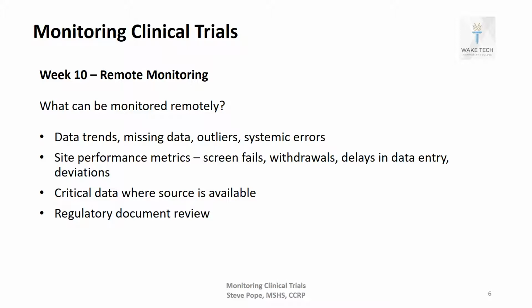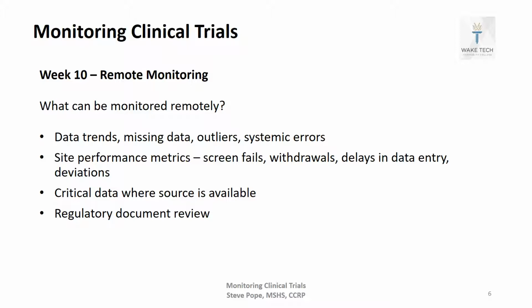We may have access to lab reports or vendor data that can help us identify certain critical data in our trial without having to send somebody out to a site. And that helps us identify it sooner, hopefully, and with less expense than the expense of having someone travel out to the site. We can also do a regulatory document review.